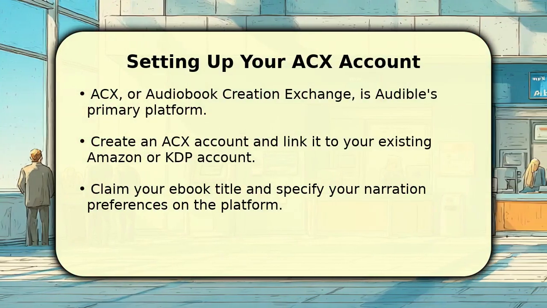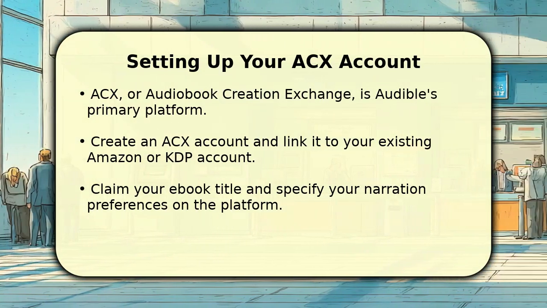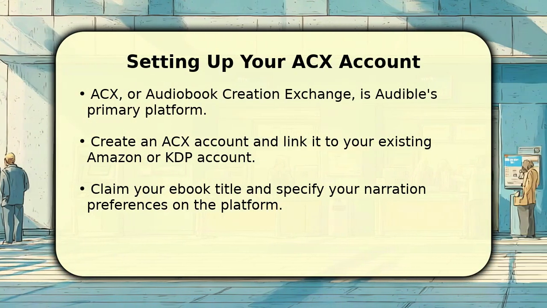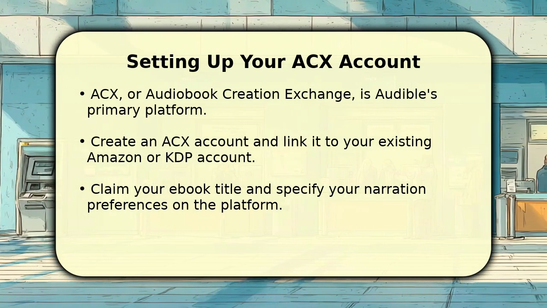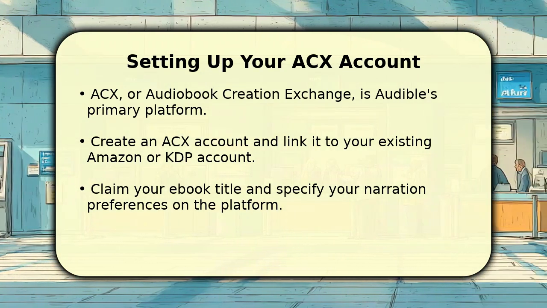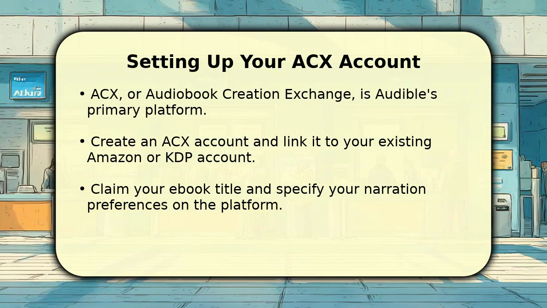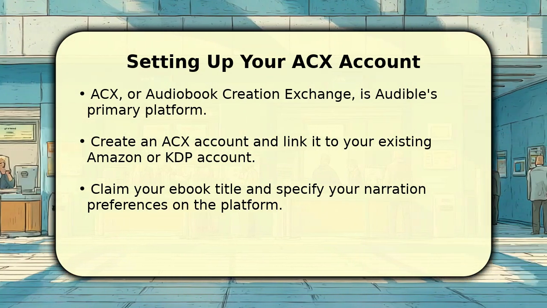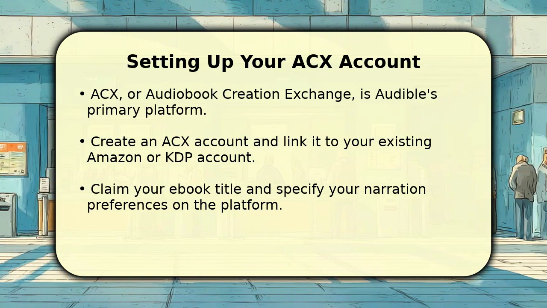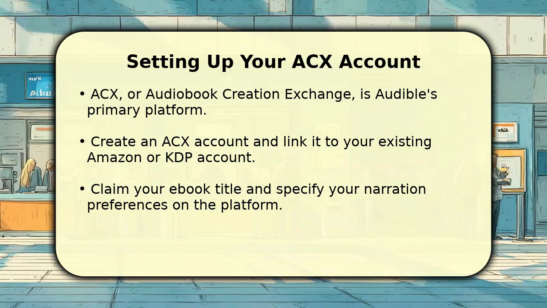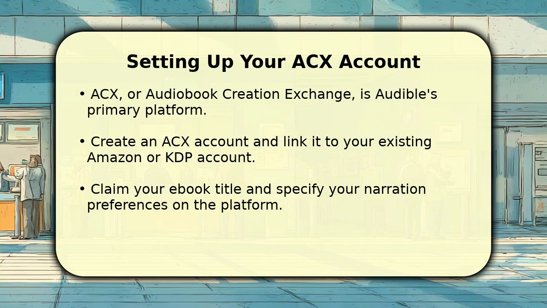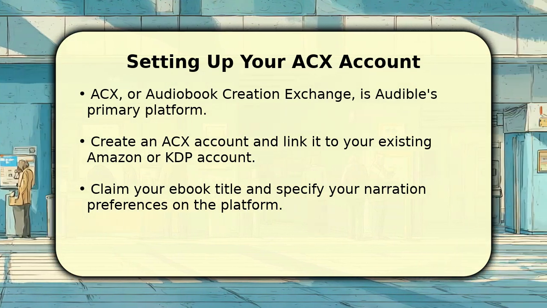Once your audio is ready, you need to set up your ACX account. This platform is your gateway to Audible, iTunes, and Amazon's audiobook marketplace. Simply create your account and link any existing author profiles you have. You will then claim your ebook, indicating whether you have finished audio files or if you are looking for a narrator. This connects your written work to its audio counterpart.